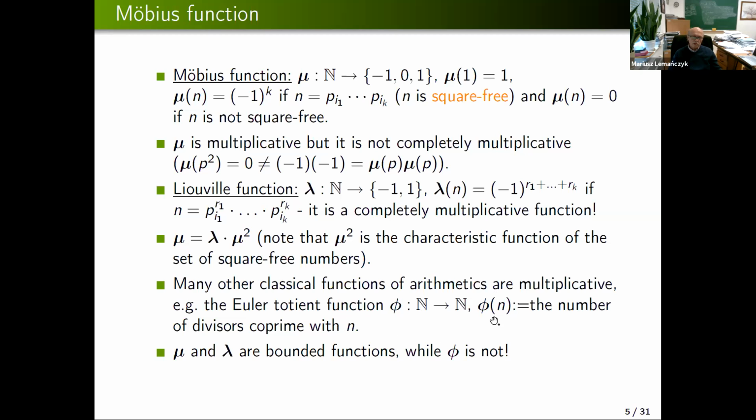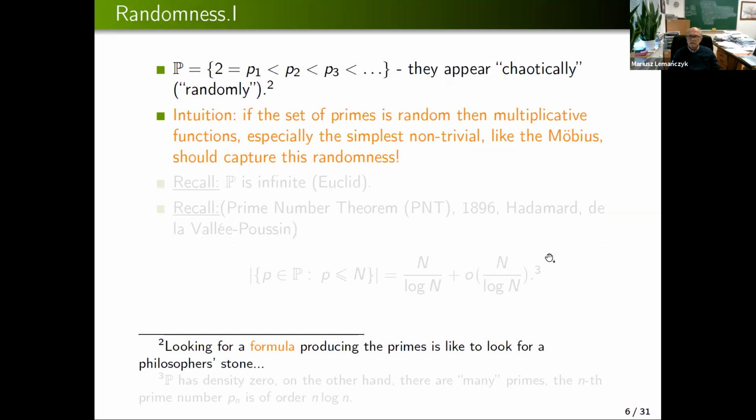So this function, of course, has natural values and is unbounded. I just wrote here that we have these three multiplicative functions. One of the differences between them is the following: mu and lambda are bounded functions, while the Euler function is not bounded. And this will play a certain role in a while.